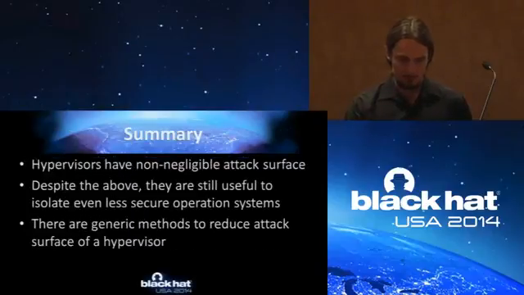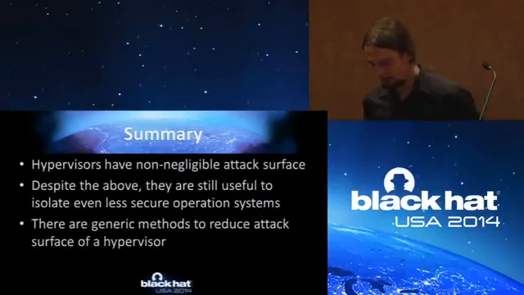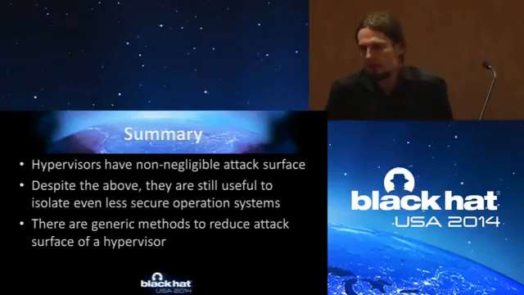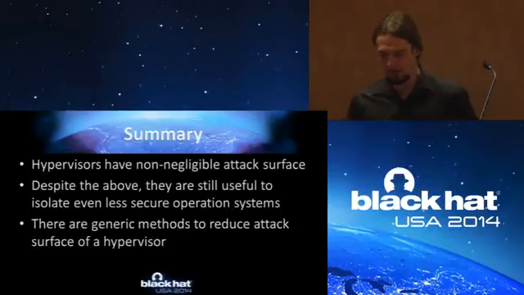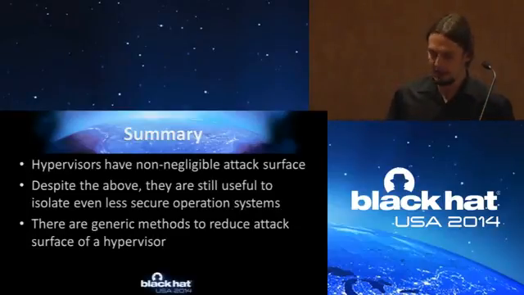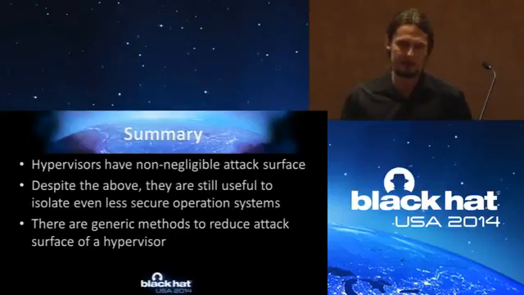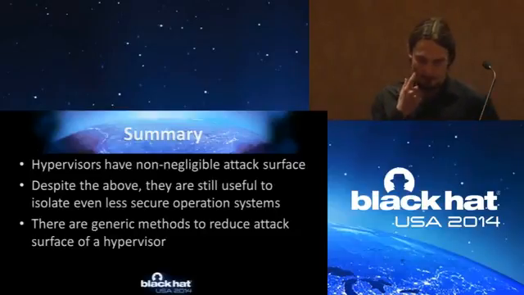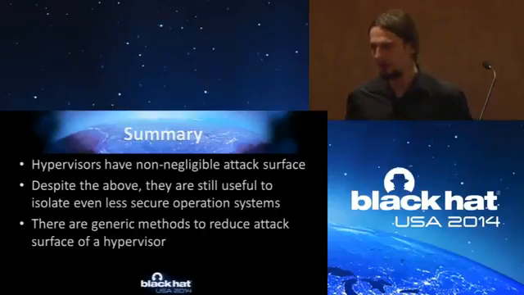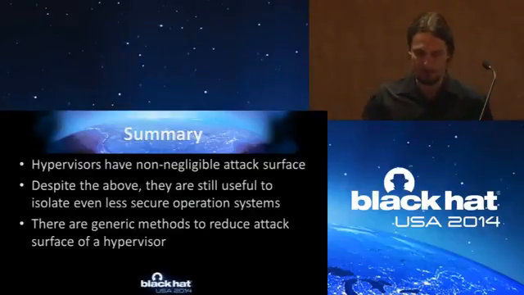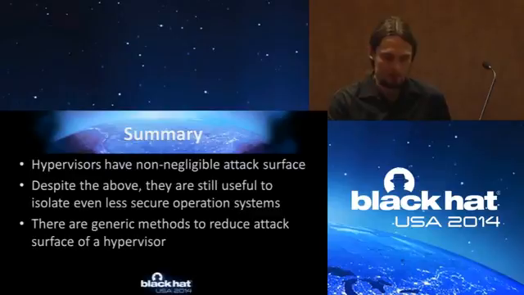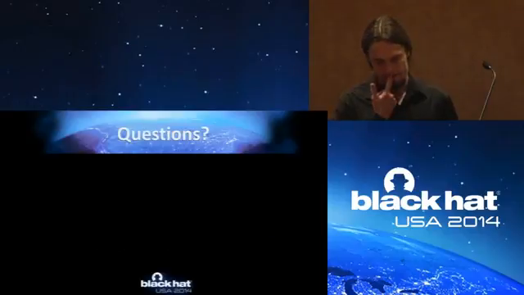Okay, I guess that's pretty much it. Just a quick summary, things to remember. Hypervisors have a non-negligible attack surface. That's simply the truth, right? Still, despite them not being perfect, they are useful if you use them to protect an even less secure operating system, right? The problem is that the Windows operating system is even less secure, so by wrapping it within the hypervisor, you gain some security. And then it's best to use a well-written hypervisor. And there are some generic methods to actually reduce the attack surface exposed by a hypervisor. If you use these methods, your hypervisor is much hardened, much more secure.